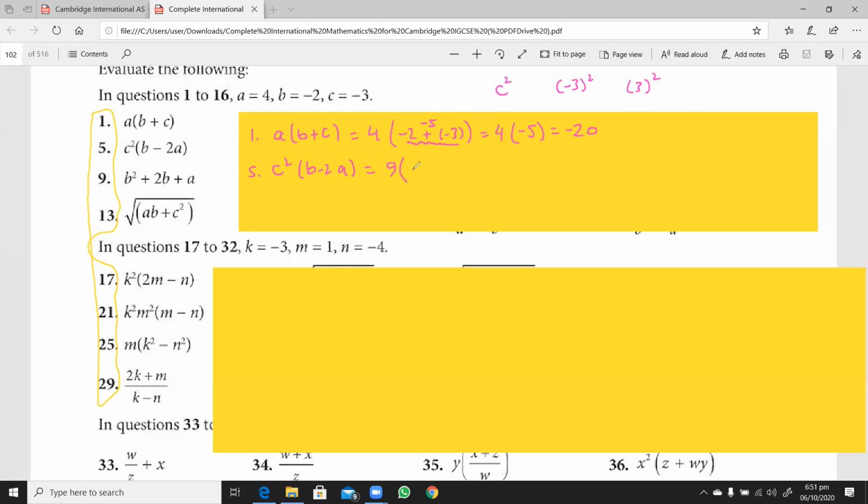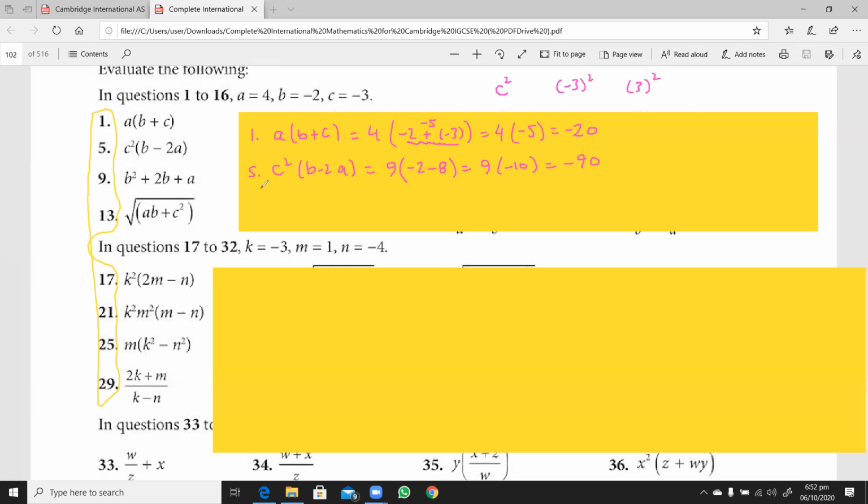Okay, now B is minus 2, and 2A is 8. So this is minus 8. So this is 9 into minus 10. That is going to be minus 90.